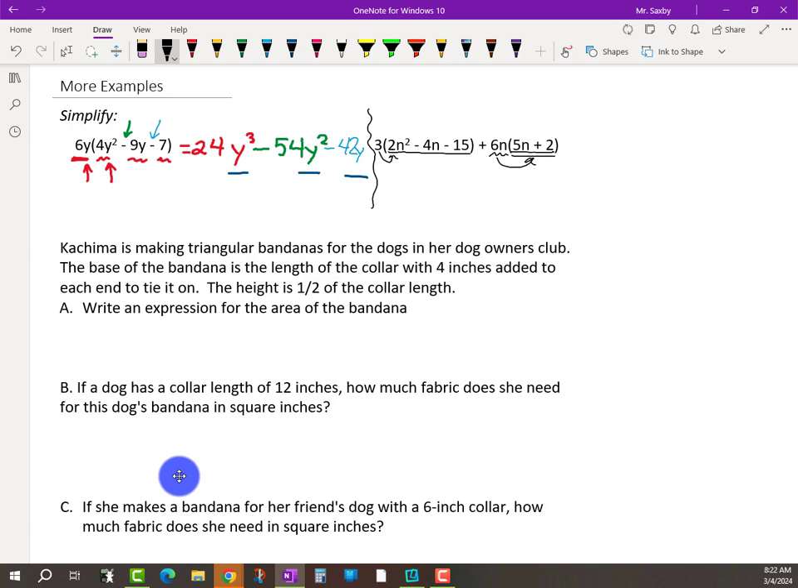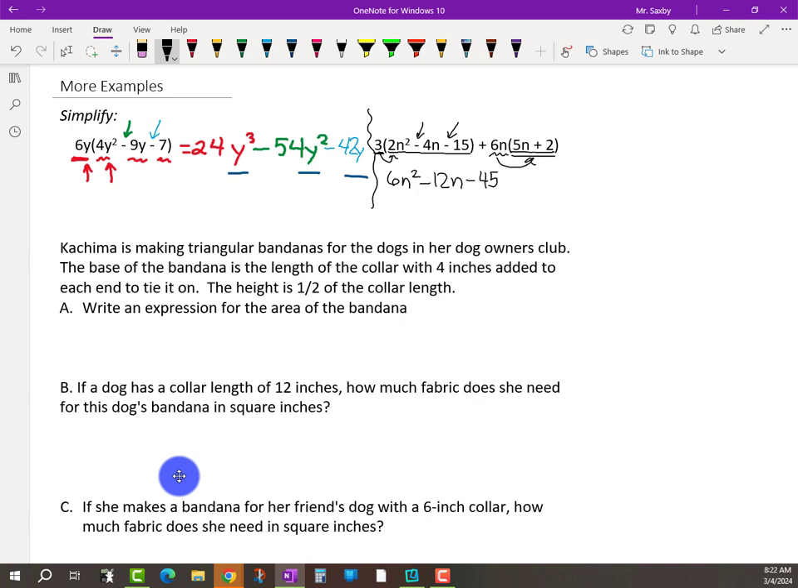So the first one, only the number gets multiplied. 3 times 2 is 6. And since there's no n outside or any other variable, the n squared just stays n squared. 3 times 4 is 12, but that's a minus there, so minus 12n. And 3 times 15 is minus 45. Again, the minus comes from the sign here, and because we're multiplying by positive 3 out here.